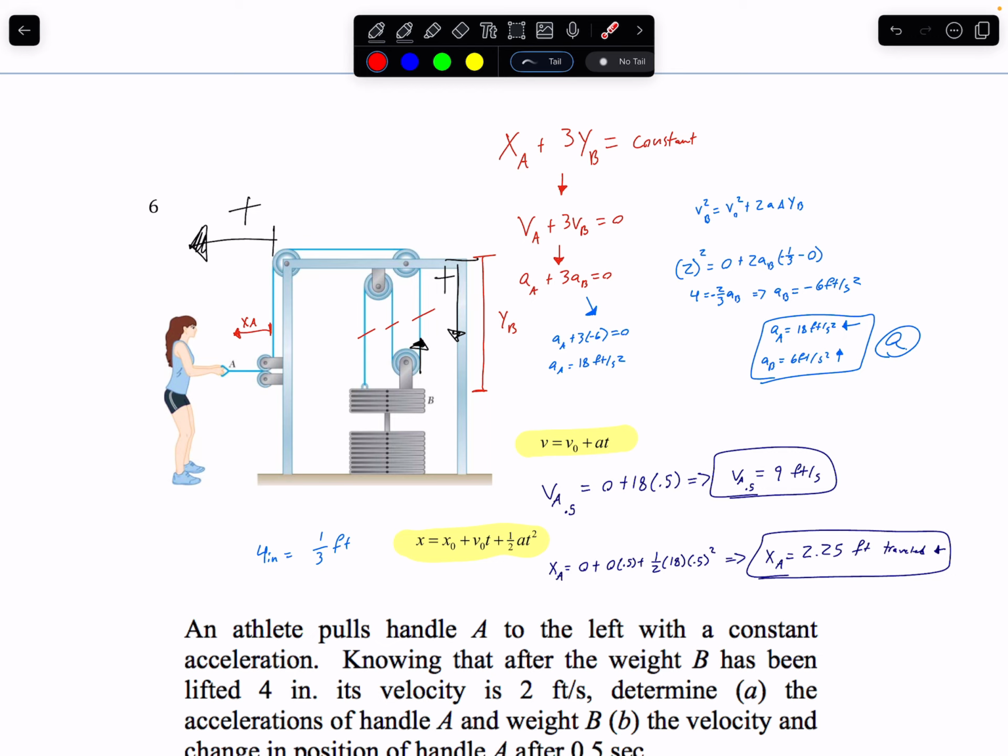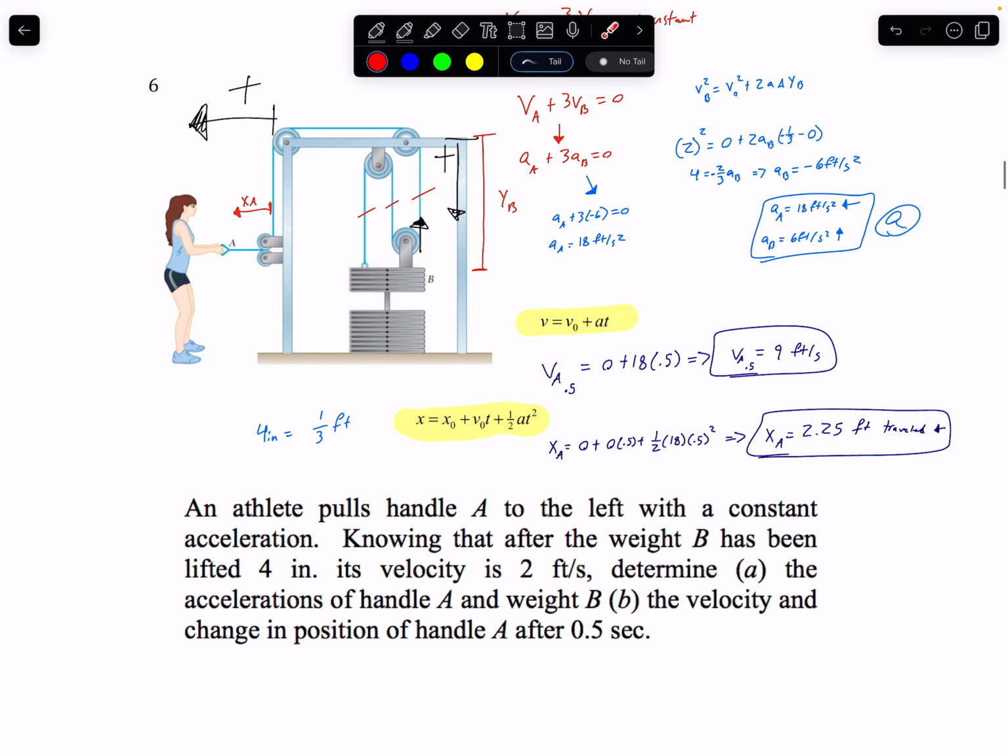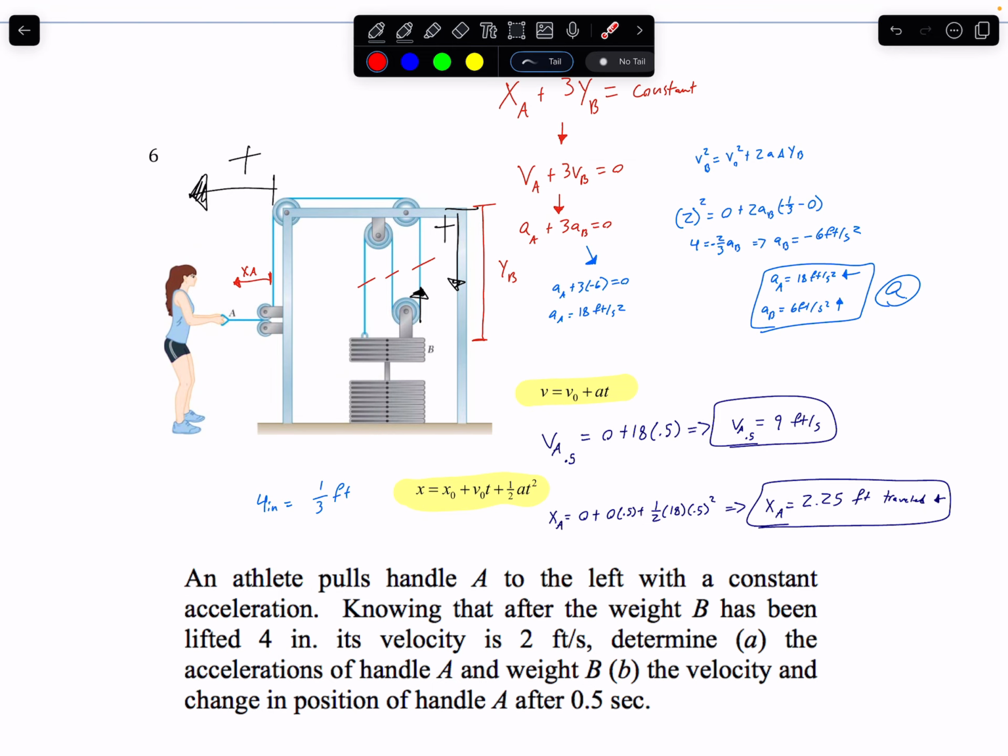And then our rope is accelerating that way. That gives us the acceleration of the weight, and then we can just plug into this equation over here. We get that A is equal to 18 feet per second squared. So that is how fast that rope is speeding up that way.